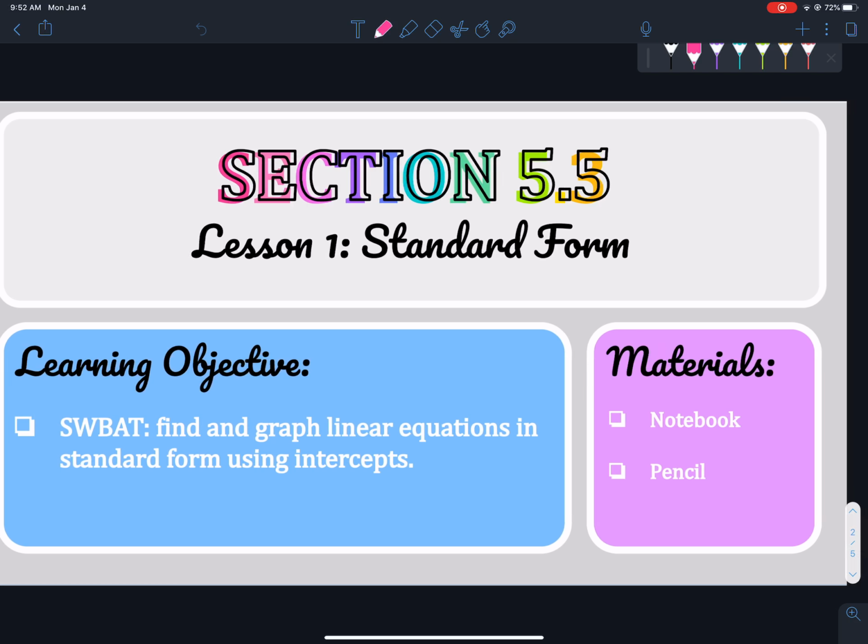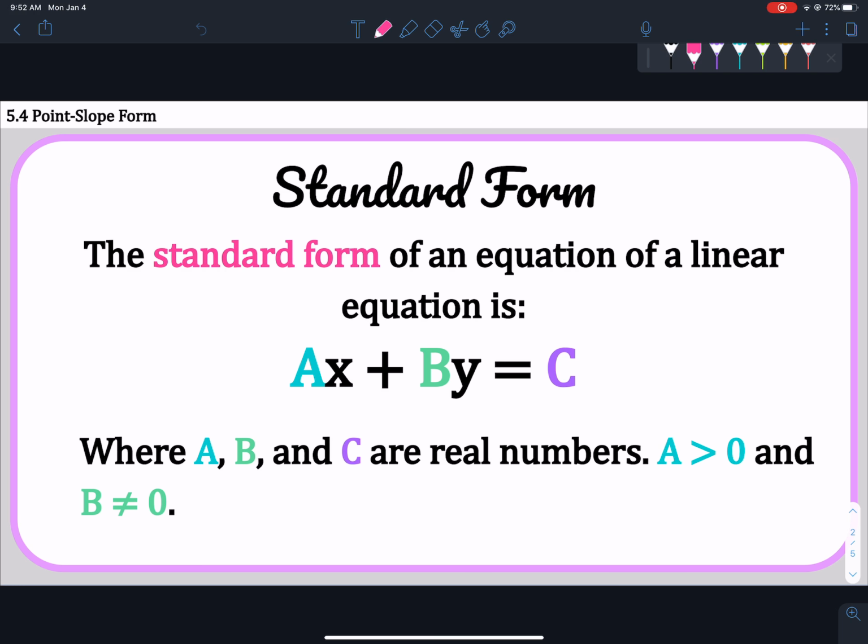So let's get started. The first thing that we need to talk about is what is standard form. Standard form of a linear equation is ax plus by is equal to c. A, b, and c are real numbers. A is greater than 0, so it cannot be negative, and b does not equal 0. So b can be any number, just not equal to 0. A has to be a positive real number, and then c can be any real number. So positive, negative, equal to 0 does not matter.